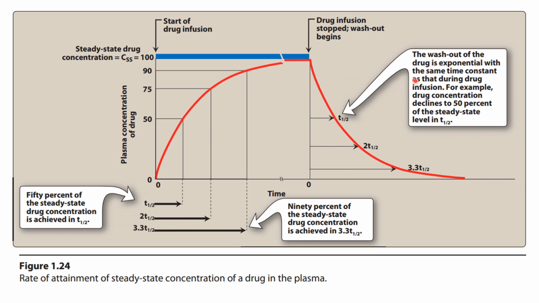The washout of the drug is exponential with the same time constant as that during drug infusion. For example, drug concentration declines to 50% of the steady state level in one half-life. This is the washout of the drug.